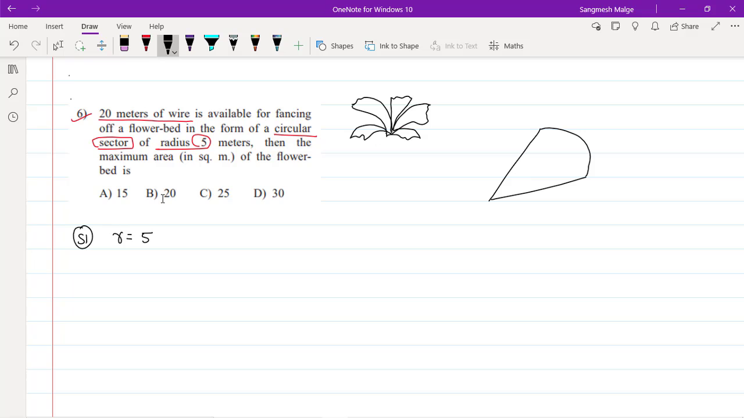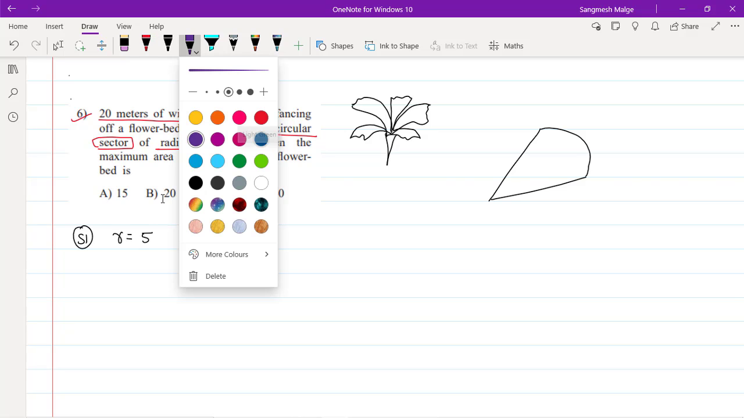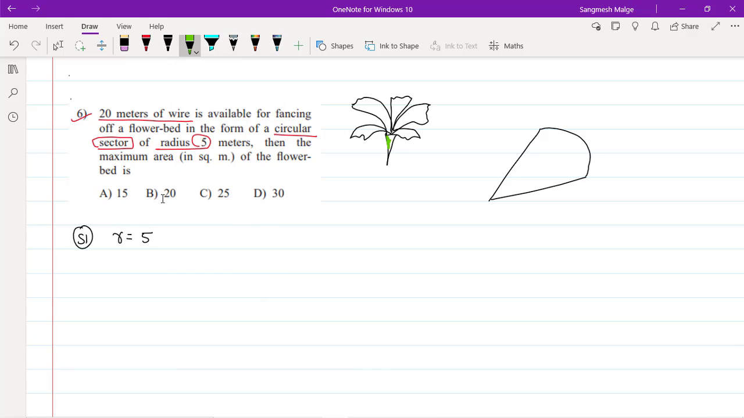The part that is at the bottom, this part is nothing but the flower bed. And if you observe, this is always in the sector form. So we have to find the maximum area. The area of this green colored part is what we have to find, that is nothing but this part, this sector. And they have given that in total we have 20 meters and the radius is 5.